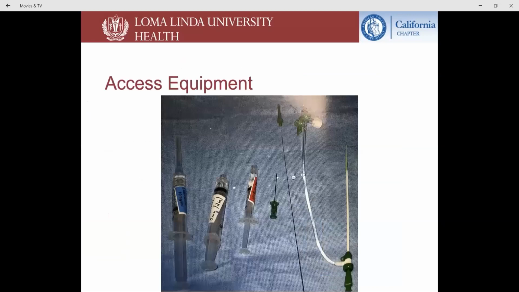This is the access equipment. In the middle there, you have your perc needle, and all the way on the right, you've got your sheath and the wire. For radial access, you have a potential cocktail, which could include heparin, verapamil, nitro, and medications to prevent radial artery spasm. And you'll definitely want to use lidocaine there on the far left to anesthetize your skin prior to getting access.